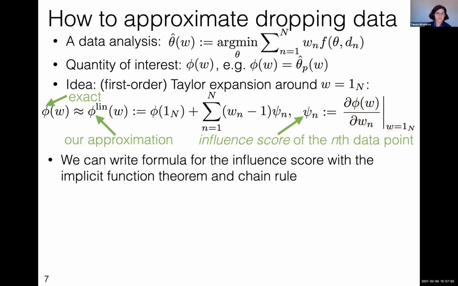So we can write a formula for the influence score by using the implicit function theorem. The implicit function theorem is to get us the derivative between theta hat and W, which will go through F. And then the chain rule is to get us phi relative to theta hat. Now, at this point, we have something that depends on derivatives of F and derivatives to do with phi and theta, which, first of all, I want to note, we are assuming differentiability. So that is somewhat limiting, although I think many analyses will still fit this, but we are assuming that differentiability.